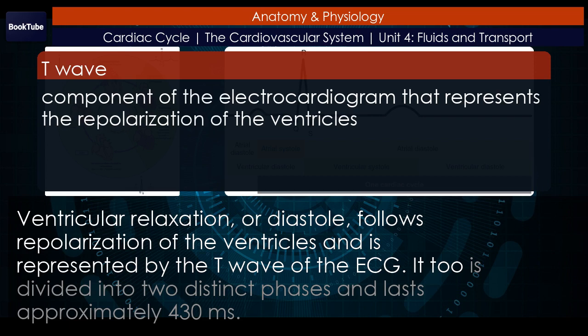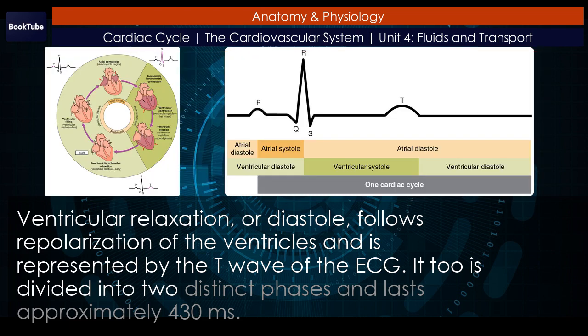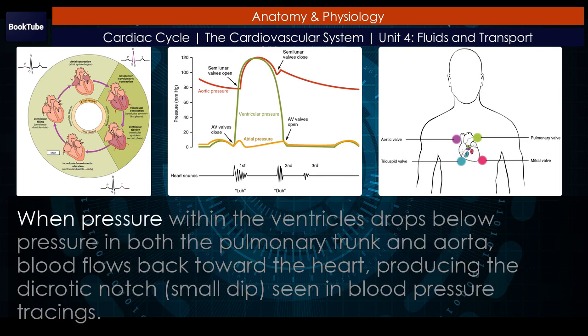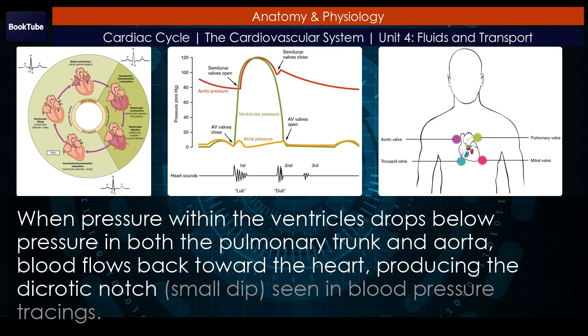It too is divided into two distinct phases and lasts approximately 430 milliseconds. During the early phase of ventricular diastole, as the ventricular muscle relaxes, pressure on the remaining blood within the ventricle begins to fall. When pressure within the ventricles drops below pressure in both the pulmonary trunk and aorta, blood flows back toward the heart, producing the dicrotic notch, a small dip seen in blood pressure tracings.